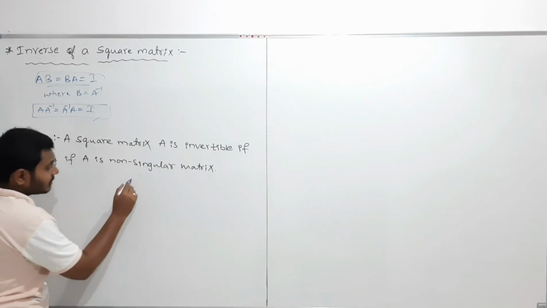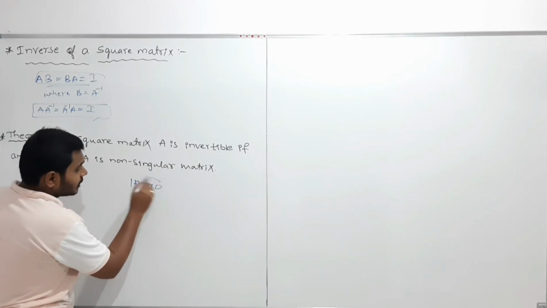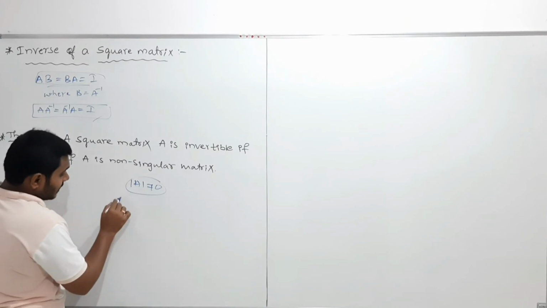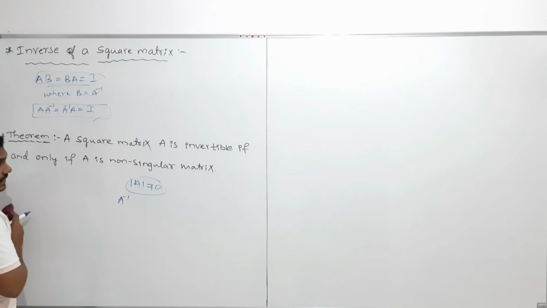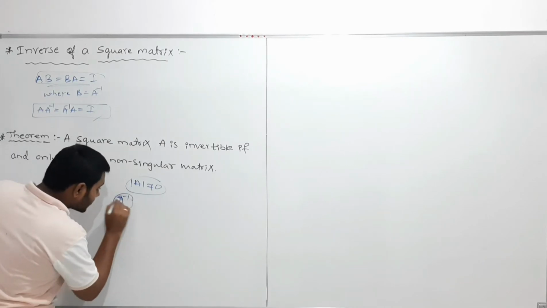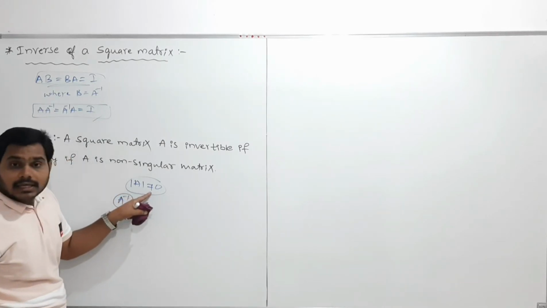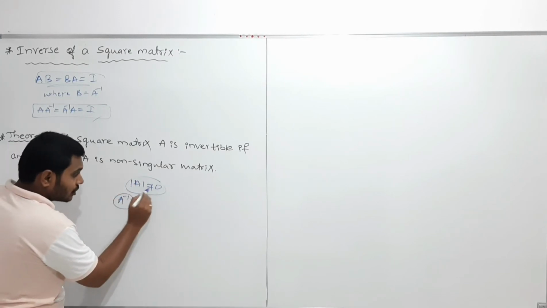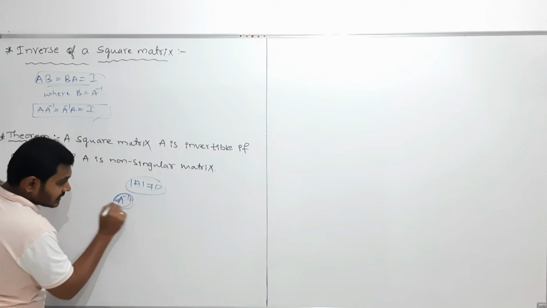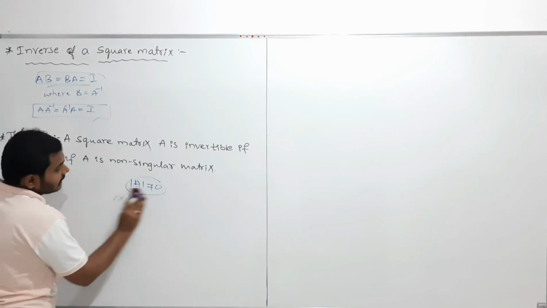A is non-singular means determinant of A is not equal to 0. So A inverse exists, my dear students. The meaning of this, generally, is A inverse exists if determinant of A is not equal to 0. If determinant of A is not equal to 0, then only the A inverse exists. So this is the meaning of the given theorem.